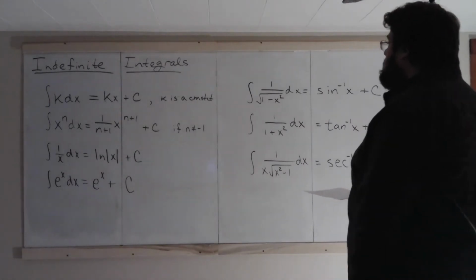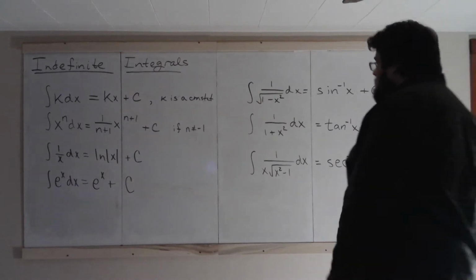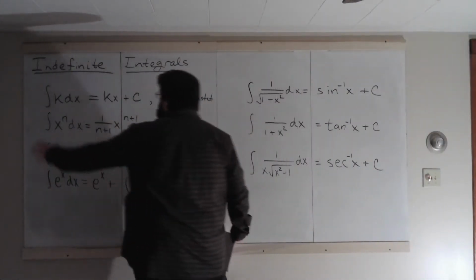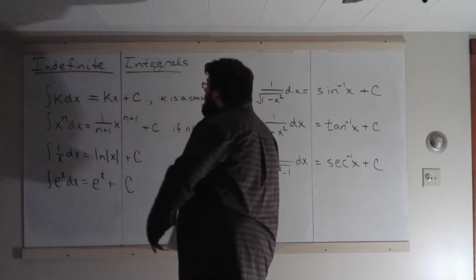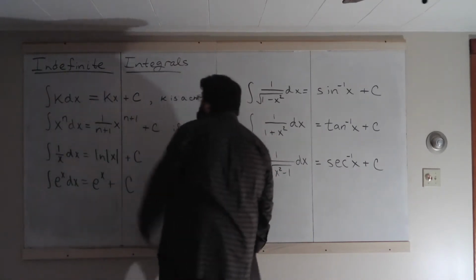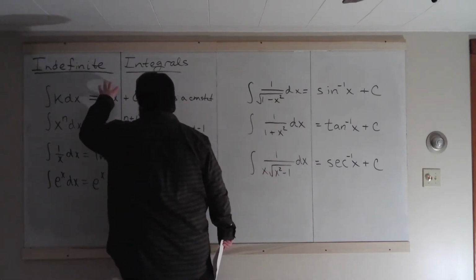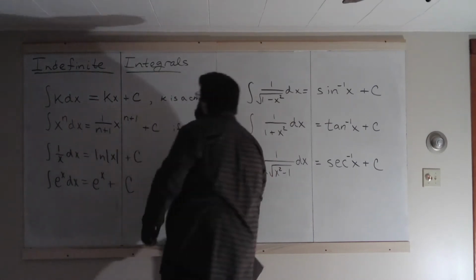The integral of k with respect to x is kx plus c, and here k is a constant. In all of these, c is going to be our constant of integration. So the integral of a constant is that constant times x, and that parallels the derivative result that the derivative of a constant times x is just the constant.